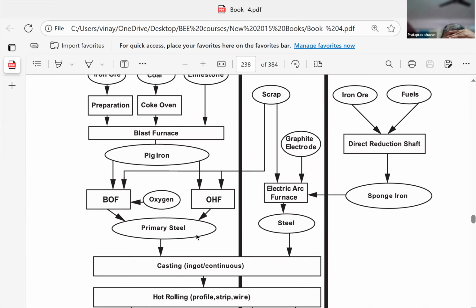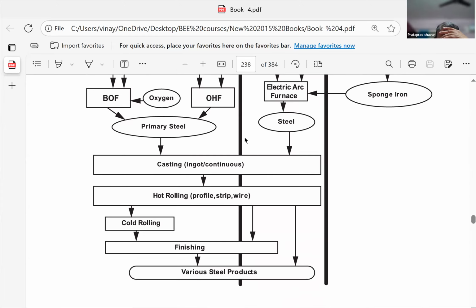So either primary steel itself is marketed or it is taken by other furnace industries, say rolling mills or for other purposes where structural steel is manufactured. So the casting, the ingots, etc. This goes to hot rolling, profiles, strips, wires. In the hot rolling process, it goes to various steel products. Then after hot rolling, it goes to cold rolling when you want to make specific types of pipe sizes and different thicknesses.